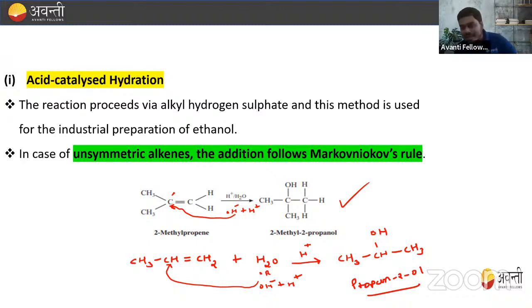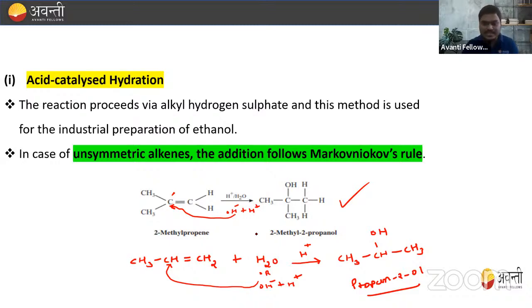Is acid catalyzed hydration clear to everyone? Anyone having any kind of doubt in acid catalyzed reaction, you can ask. Right? Clear? Good. Okay. Very good. So this is all about the acid catalyzed hydration.